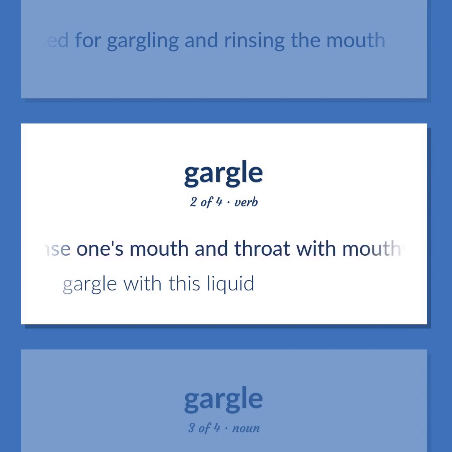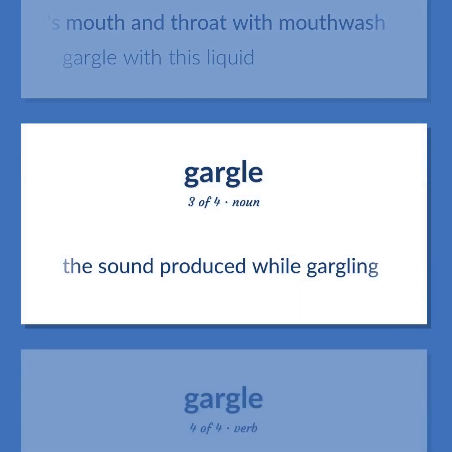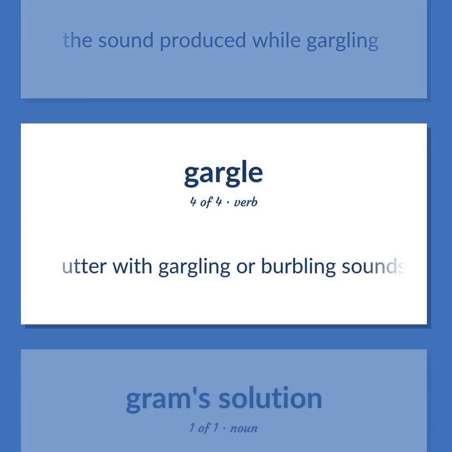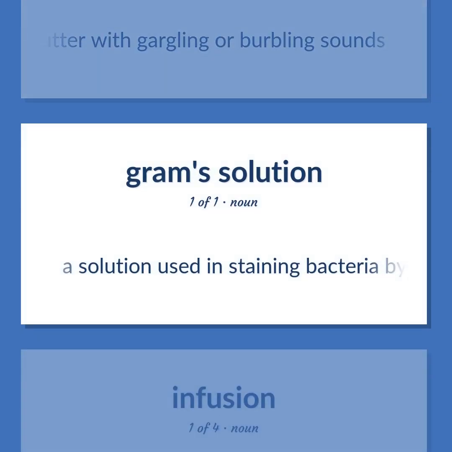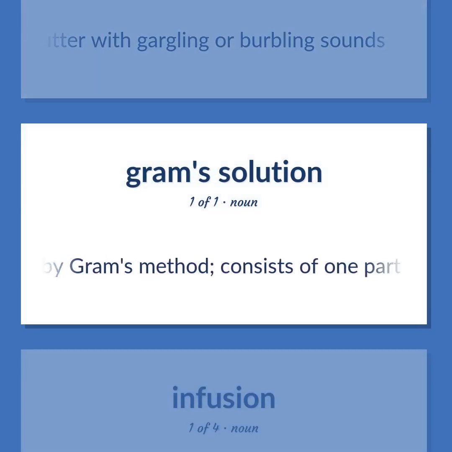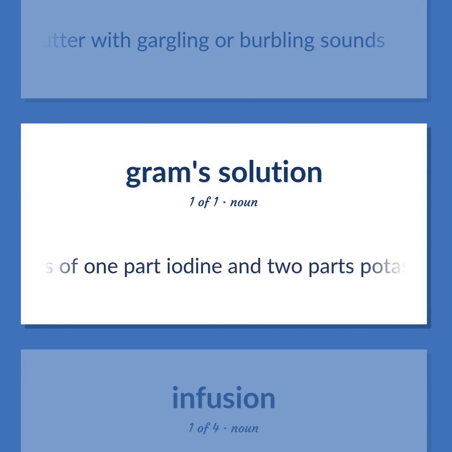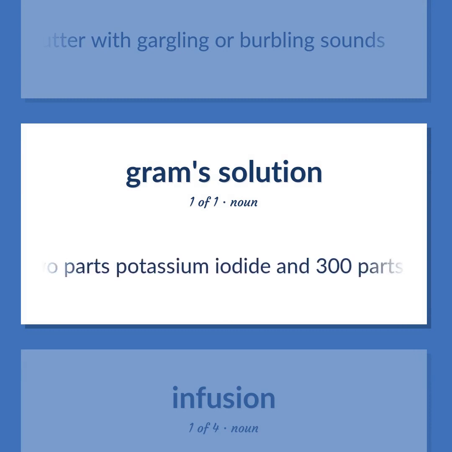Rinse one's mouth and throat with mouthwash. Gargle with this liquid. The sound produced while gargling. Utter with gargling or burbling sounds. A solution used in staining bacteria by Graham's method, consists of 1 part iodine and 2 parts potassium iodide and 300 parts water.